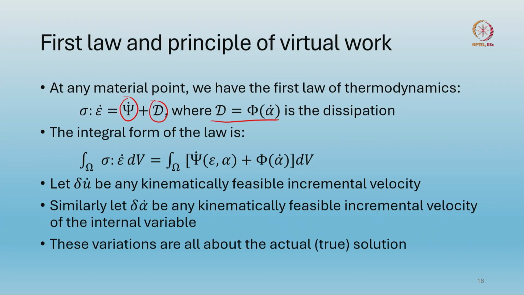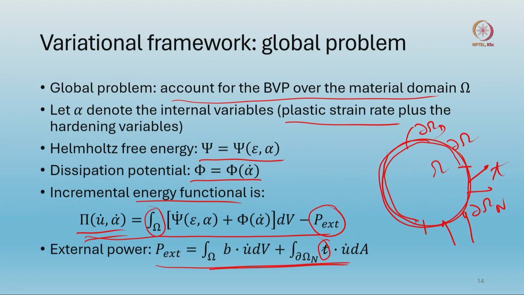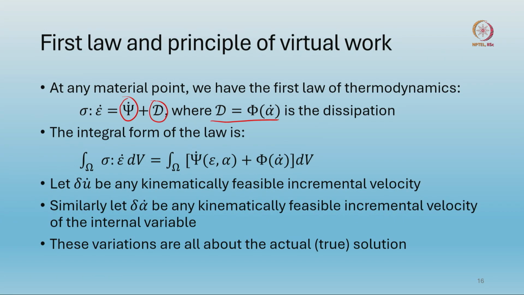That is exactly what came here, if you remember. Sigma inner product epsilon dot, right. That is exactly here too, psi dot plus d here too, that is equal to sigma inner product epsilon dot. So that is the first law in the local form. The integral form of the first law of thermodynamics is just the integral of this local thing over the domain omega, right. So, just integrate over omega, which is written here.